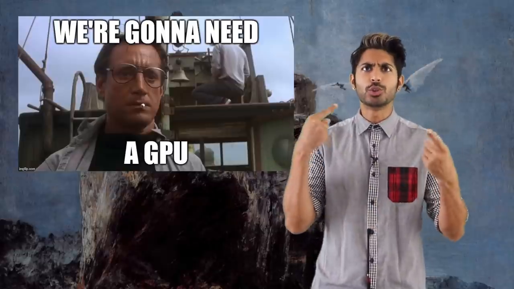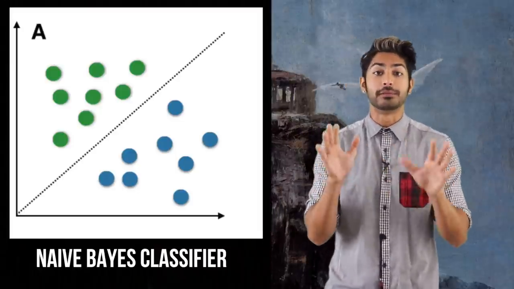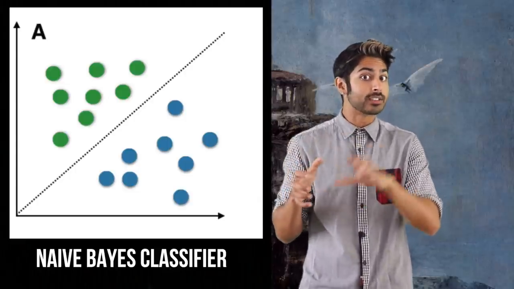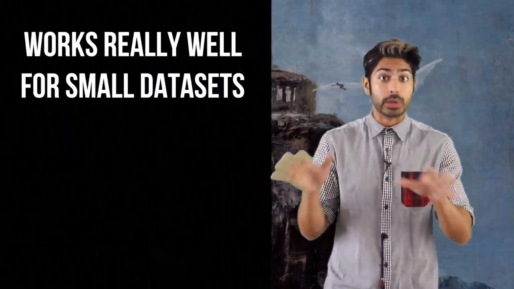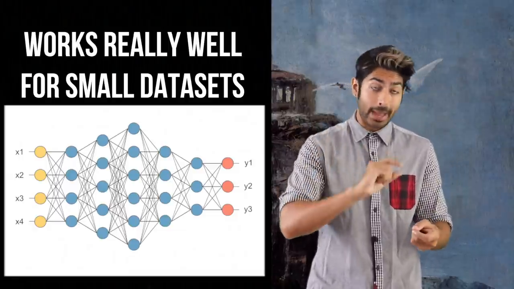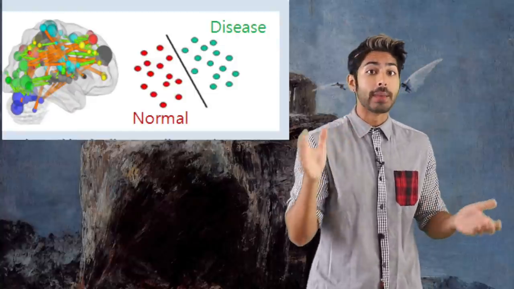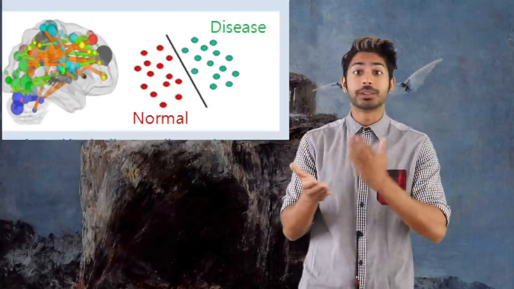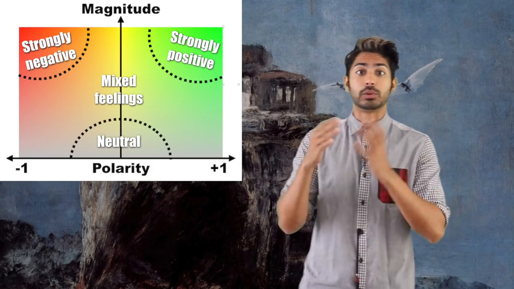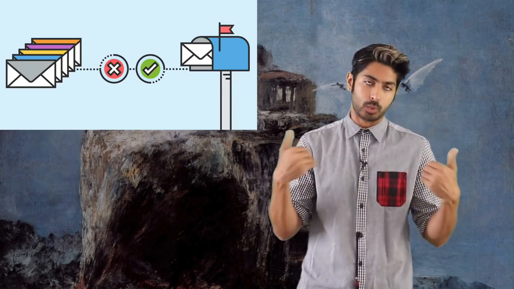So, how is this used in machine learning? There's a family of linear classifiers that are based off of Bayes' theorem called Naive Bayes Classifiers. They tend to perform really well, especially for small sample sizes. That's where they outperform more powerful alternatives. Naive Bayes Classifiers are used in a bunch of different fields, from diagnosing diseases, to sentiment analysis, to classifying emails as spam, which is what we'll do.